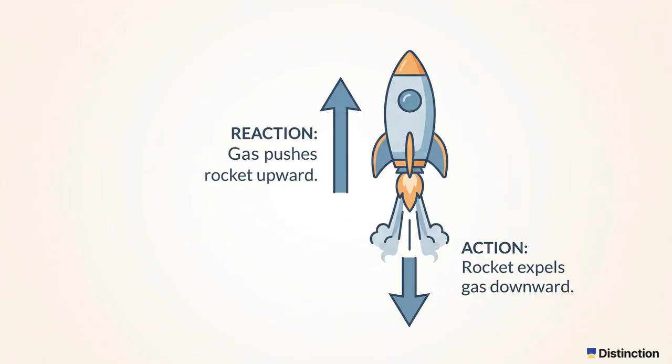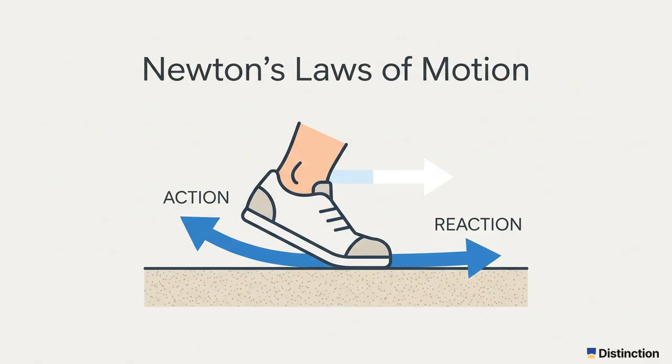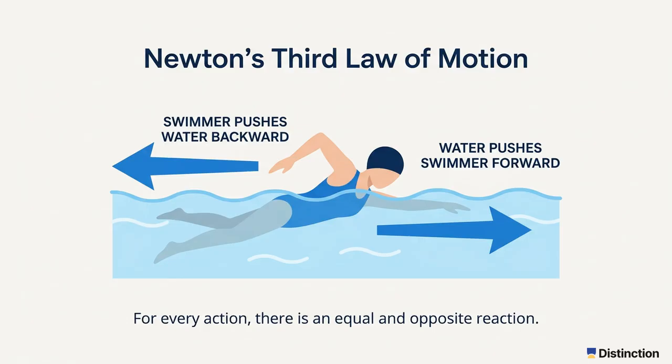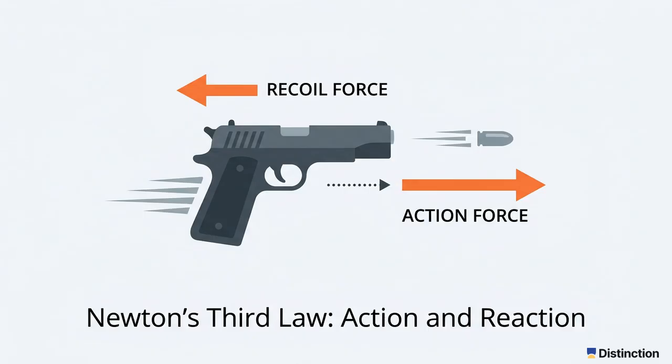For example, a rocket expels gas downward, action. The gas pushes the rocket upward, reaction. When you walk, your foot pushes the ground backward, action. The ground pushes you forward, reaction. A swimmer pushes water backward. The water pushes the swimmer forward. The recoil of a gun is another example. The bullet goes forward and the gun kicks backward.